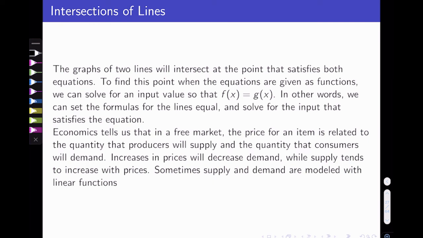And it tells us that in a free market, the price for an item is related to the quantity that it produces, will supply, and the quantity that consumers will demand. Increases in prices will decrease demand, while supply tends to increase with prices. Sometimes supply and demand are modeled with linear functions, and we want to know when will supply equal demand. Oftentimes, we want to know when does supply rise above demand and vice versa.